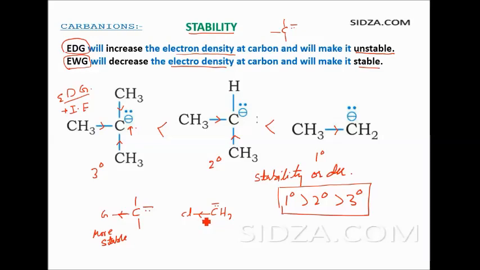Electron releasing groups decrease the stability. Electron withdrawing groups increase the stability of the carbanions. And the decreasing stability order for the carbanions is primary is more stable than secondary and tertiary. This is opposite to the carbocations. In the carbocation, the tertiary is more stable than secondary and primary. So the order of stability for the carbocations and the carbanions is opposite, right?